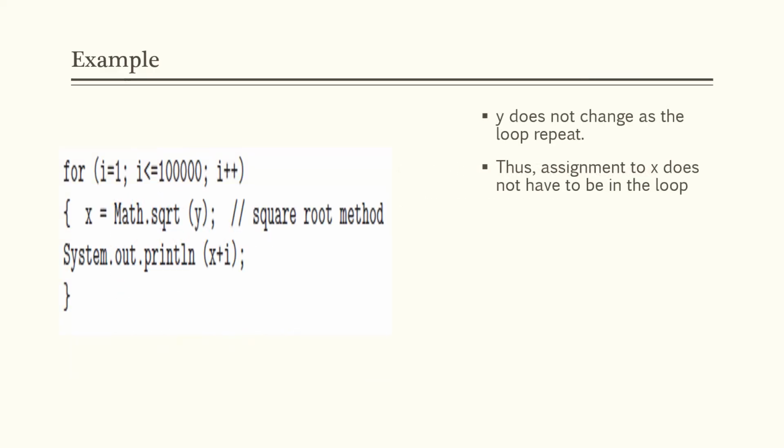Okay, another example here is a for loop. In this case, your y inside the for loop is not changed. Even though your for loop is repeating from I to 100,000, the value of y is not changed. So the assignment statement to x does not have to be in the loop for this case.